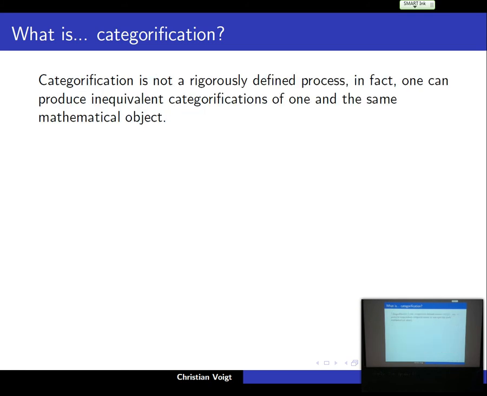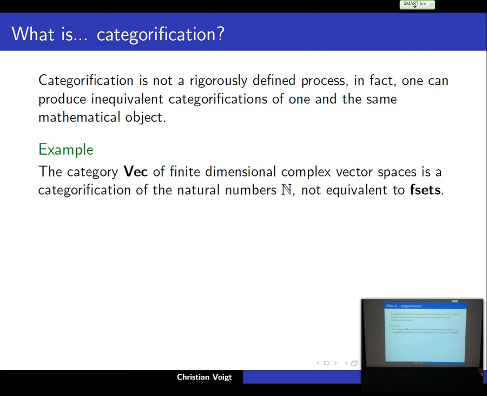One important remark is that categorification is not a well-defined or rigorously defined process. It's not that you give me a mathematical structure and then I return to you a categorification of it. It's a bit similar to quantization. In every single example, you have to come up with an idea of how to produce an interesting categorification, and usually you might end up with inequivalent results.